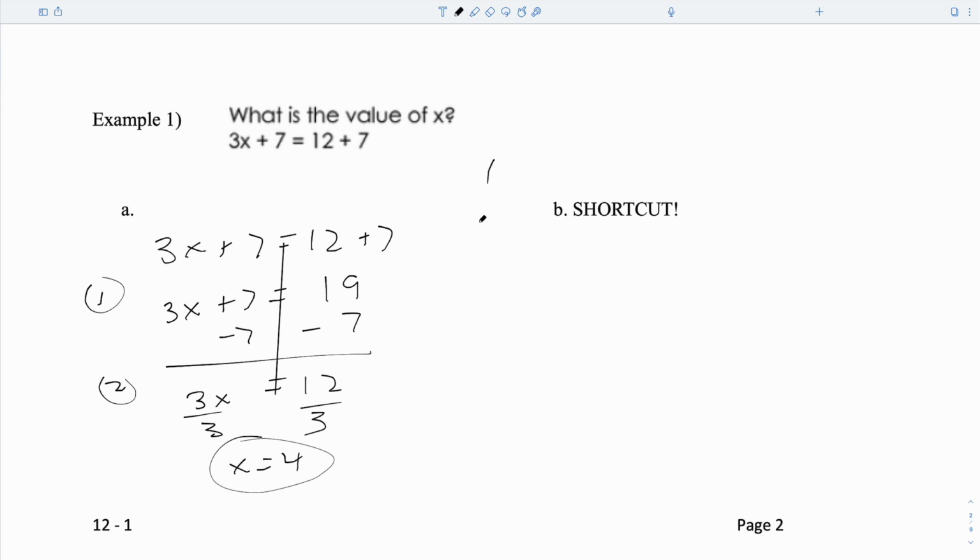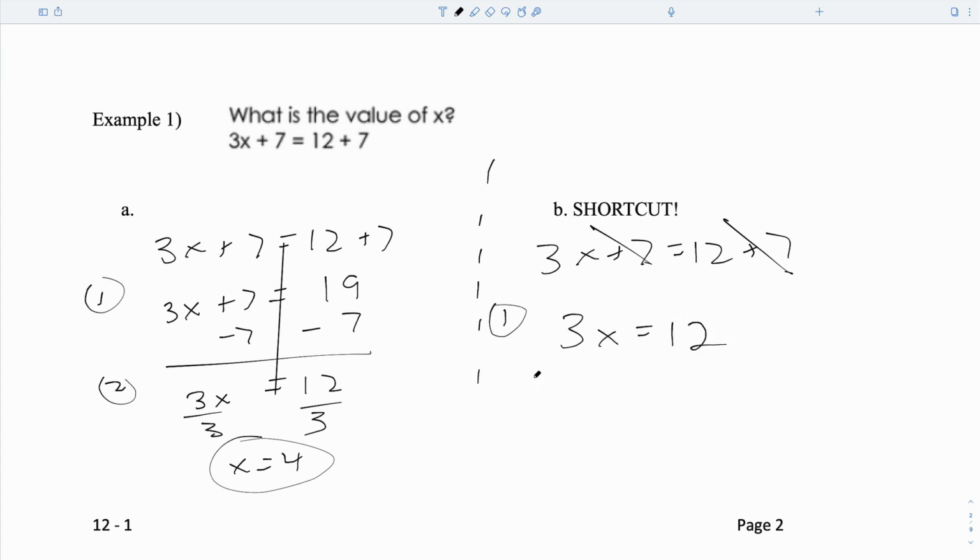Here's a shortcut though. If I know there's a 7 on both sides, you can cross it out. So there's a 7 on the left side. It's positive. There's a positive 7 on the right side. I can cross it out and you get 3x equals 12. That's step number 1. And that's a lot shorter. Not only is it a lot shorter, but there is a reason you might want to do that, and you'll see that on whiteboards in about 20 minutes.